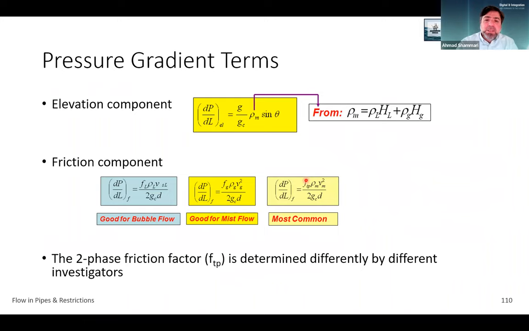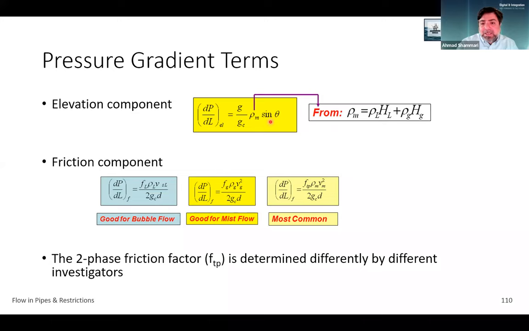If you recall, in the beginning, we said that the pressure drop is composed of frictional pressure drop. And for that, we need to calculate the friction factor. And now we talk about the elevation term, okay? The pressure term, dP by dL, or the pressure drop along the length due to elevation, is nothing but g by gc. So this is just the gravitational constant. gc is just a correction factor, right? So if, for example, we're using metric conditions, this can be 9.81 meter per second squared, times the mixture density from this equation, if you recall, times sine theta.